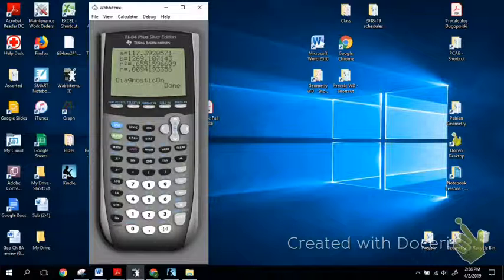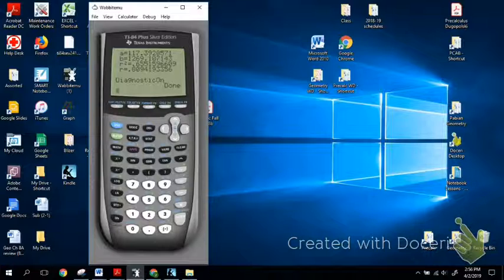Did everyone find that diagnostic on? Okay. Now you should be able to do your linear regression, and you should have your R and R squared values. Did that fix your R values? Yep.